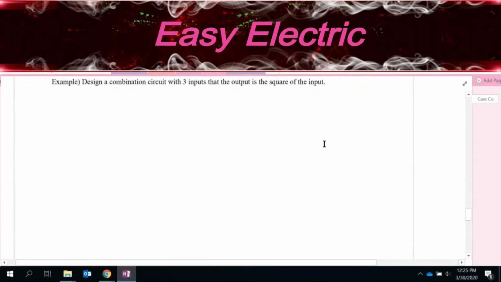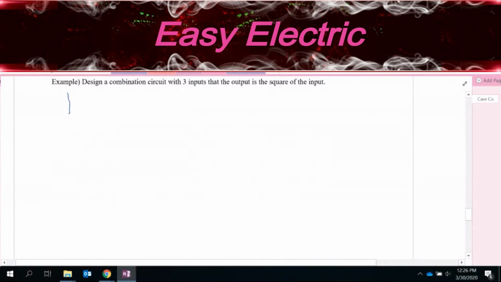So let's actually work on the second design problem. So you work on this. I give you a few minutes. You actually see, are you able to design a combinational circuit with 3 inputs where the output is the square of the input, okay? So that means you want to do this.